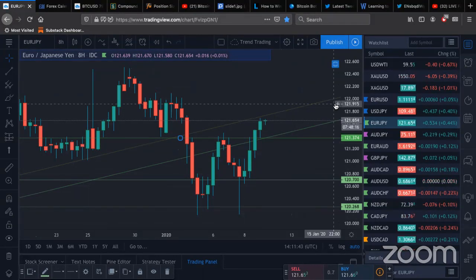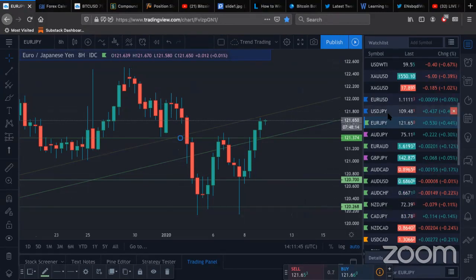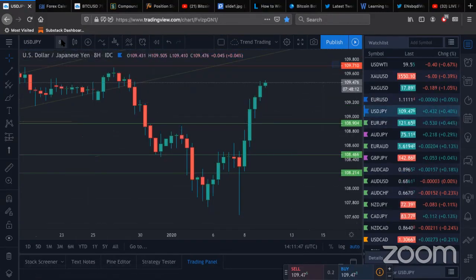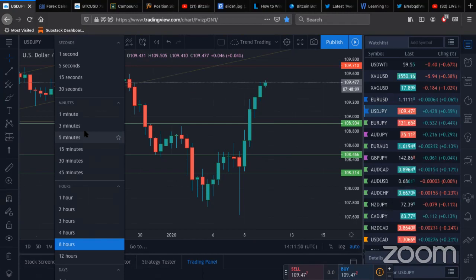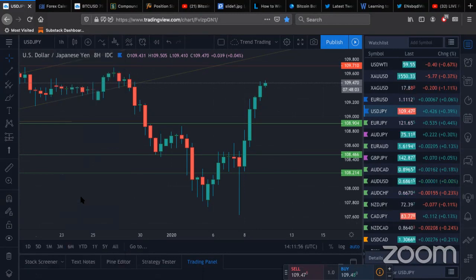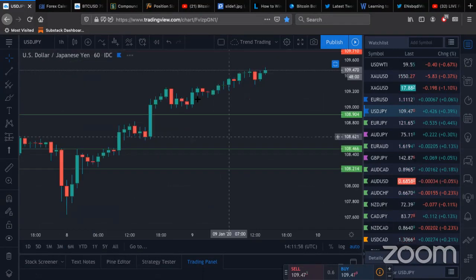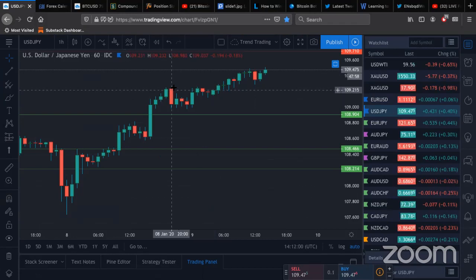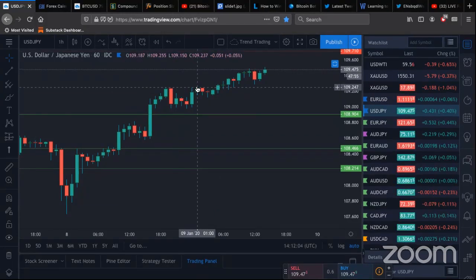But my entry was on the US dollar Japanese yen at 109.24. I set the trade order about 11 o'clock Eastern time. I'm not sure what time it entered. I was sleeping. So my entry was probably on this candle right here, and that would be during Asia. And like I said, there are some times that I enter during Asia.